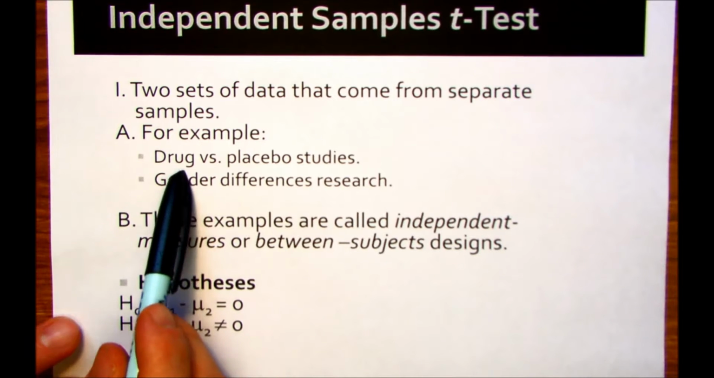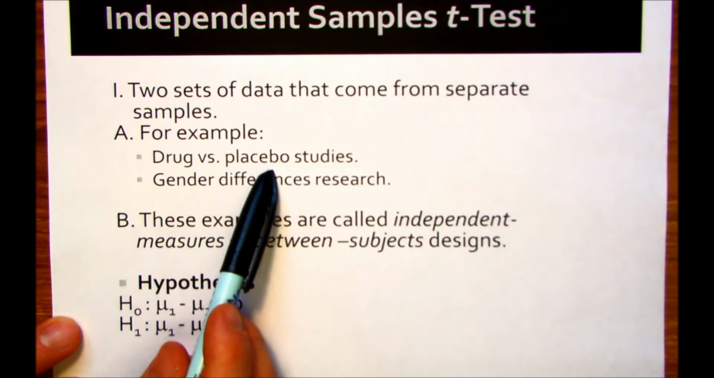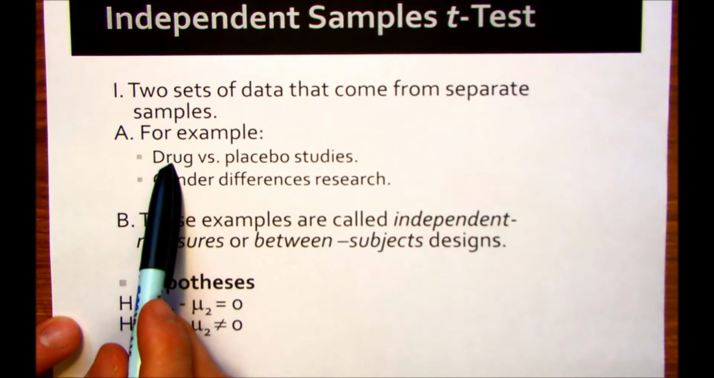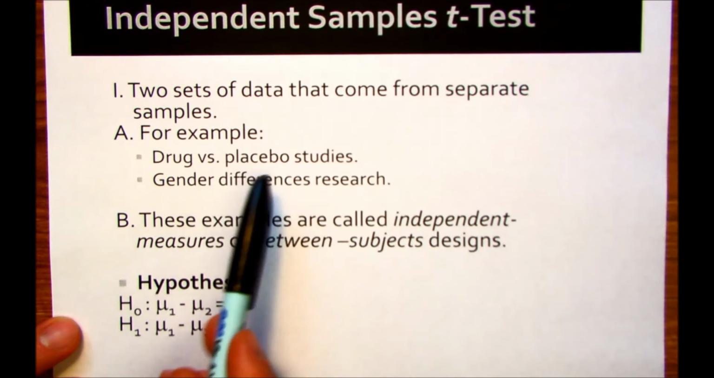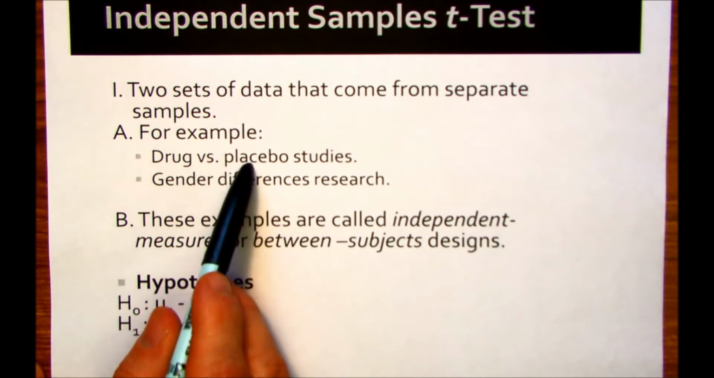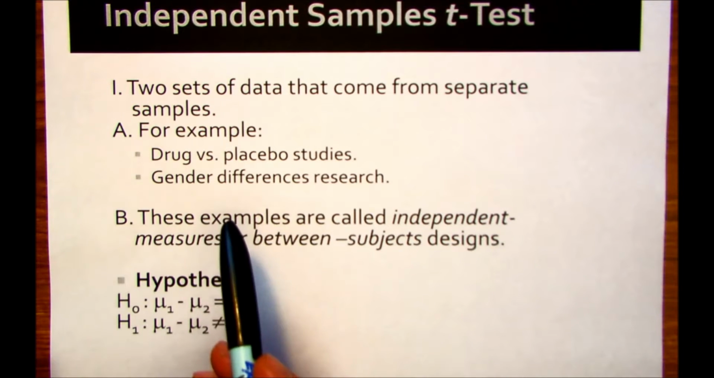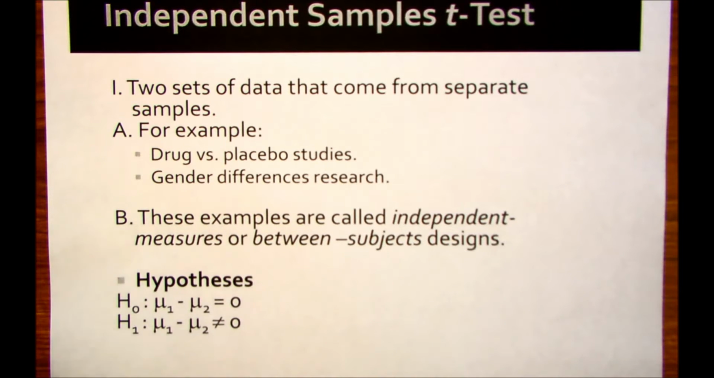Some classic examples are a drug versus placebo type of study. If we're looking at an antidepressant compared to a placebo, to see if it does better than a placebo in the research, we've got two groups. We'd have subjects that were randomly assigned to one of the two groups, and we're looking to see if there are differences between the two.